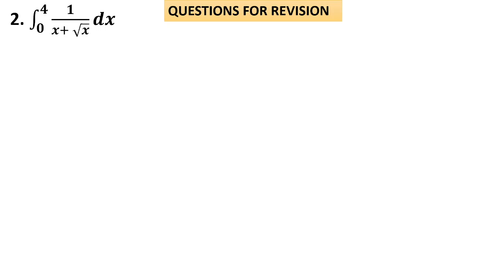Let us go for one more problem. Integral from 0 to 4 of 1 upon x plus root x. We have discussed several times, whenever you don't know any substitution, whatever is inside the square root, you take it as u square or t square or z square, whatever it may be. Here I am taking u square as x.